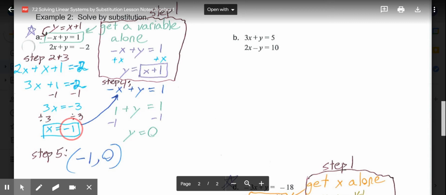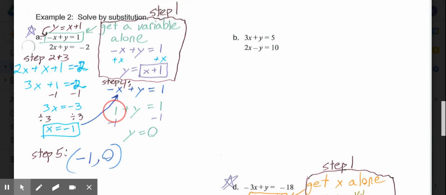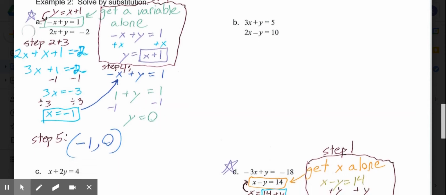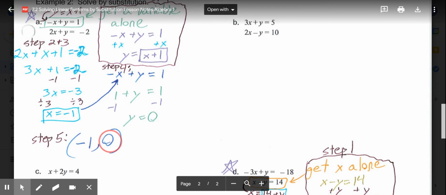Now that I know x is negative 1, I'm going to substitute that in to the other equation. So this equation of negative x plus y equals 1. So putting the negative 1 in for the opposite of x, that would turn it into a positive 1. So 1 plus y equals 1. Subtract 1 from each side, and y equals 0. So our ordered pair answer would be negative 1, 0.